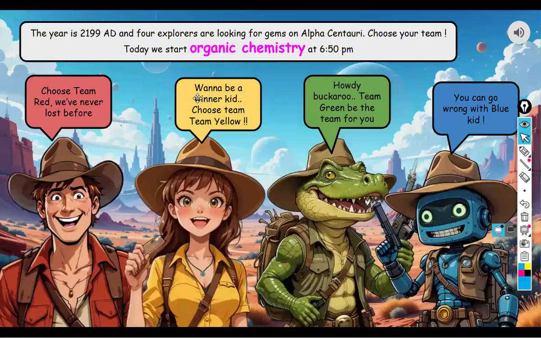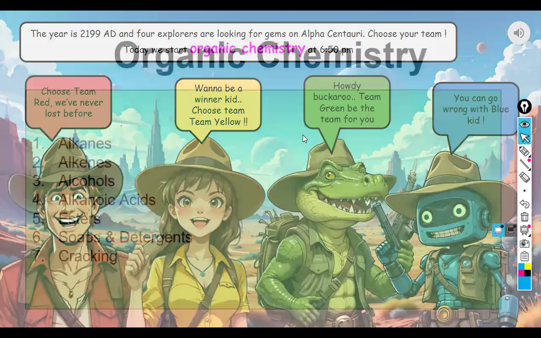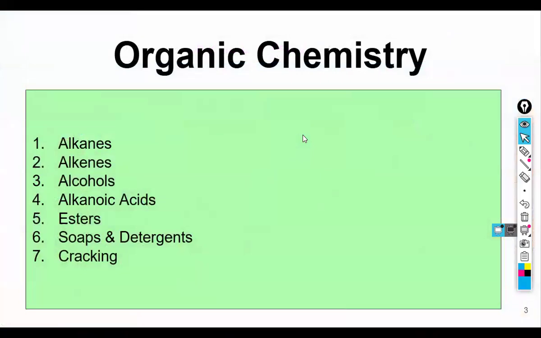So for recording purposes, today is the beginning of organic chemistry. I'm hoping to do two things: the introduction to organic chemistry plus something called alkenes. Okay, let's get started. So organic chemistry, we're going to break it up into 7 categories.